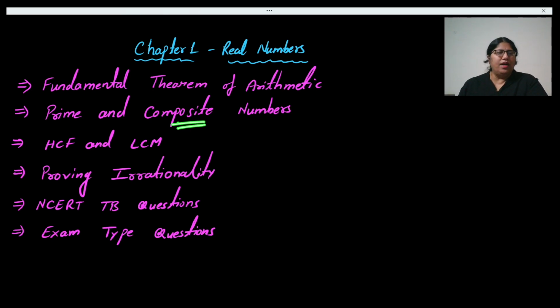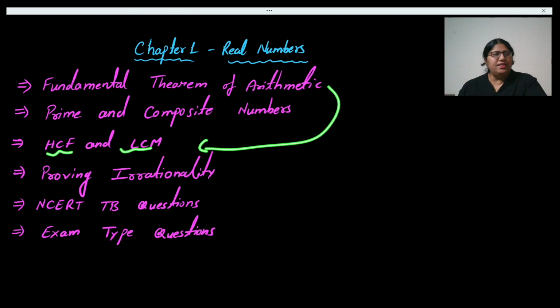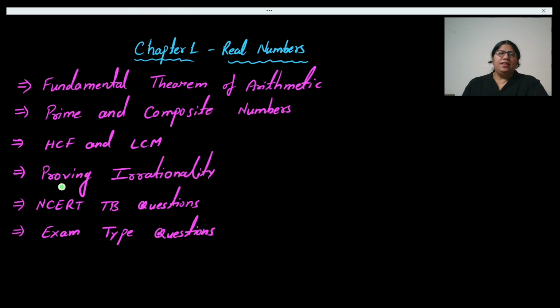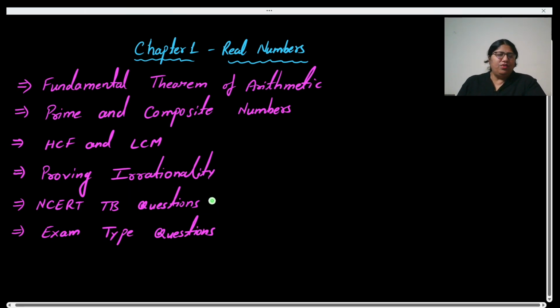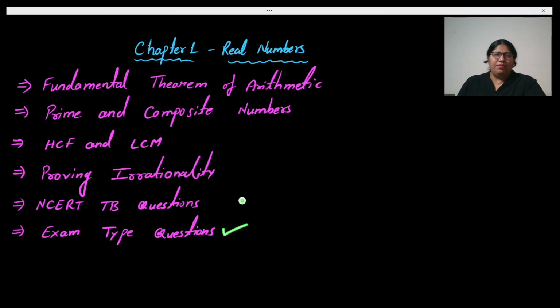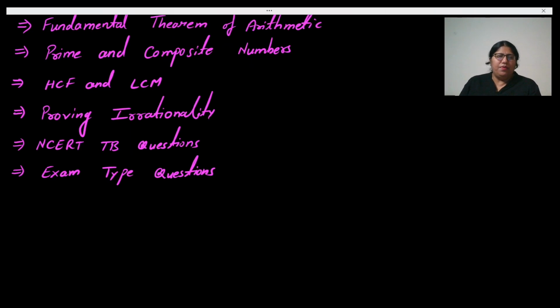There will be one or two marker questions based on composite numbers. Then you will see how we use the fundamental theorem of arithmetic to calculate the HCF and LCM of given numbers. Then the last topic, you will prove the irrationality of the given number, and while taking this topic we will also cover the NCERT questions, and we will see the exam type questions also.